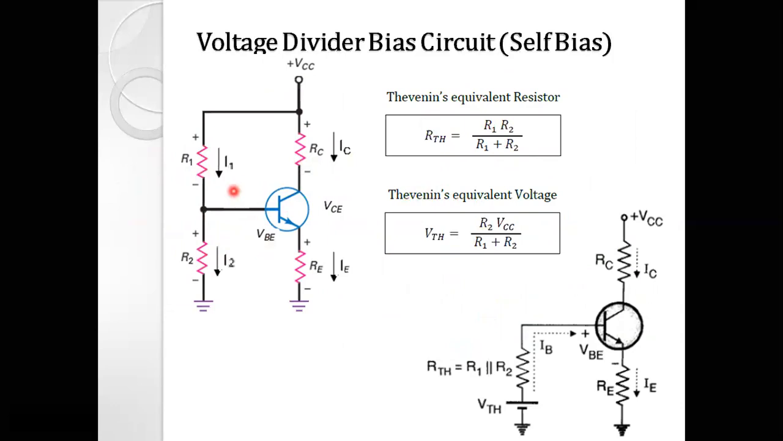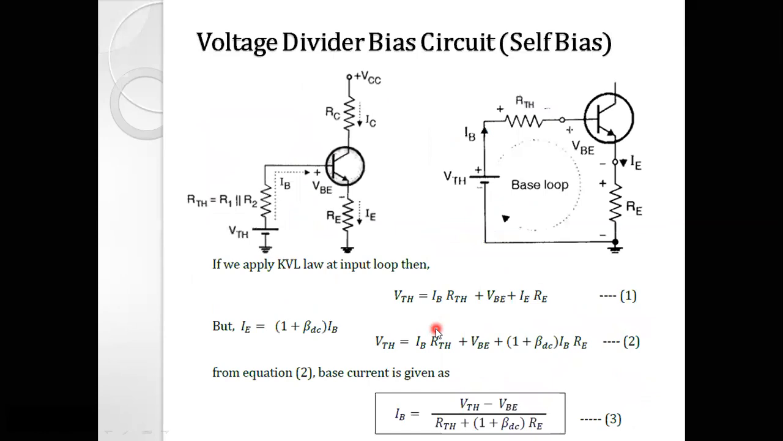So this circuit can be modified into this one using these two parameters. At the base terminal, at the input terminal, we have the Thevenin equivalent resistor, and the base is supplied by VTH, which is derived from applying the Thevenin theorem. So this is our input section and this one is our output section, right? This is the simplified version of this voltage divider bias network, and using this circuit diagram we will derive the equation of IC and VCE.